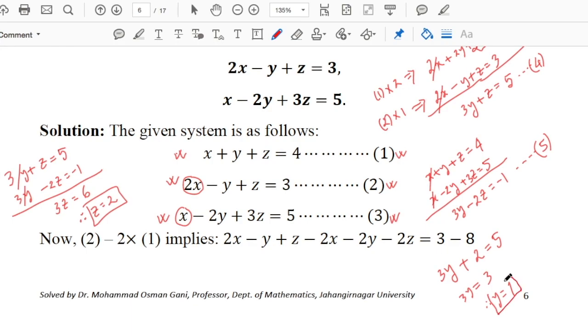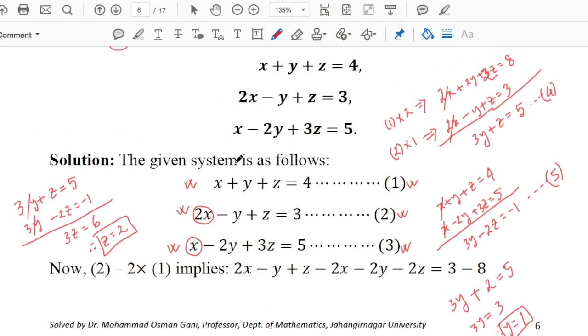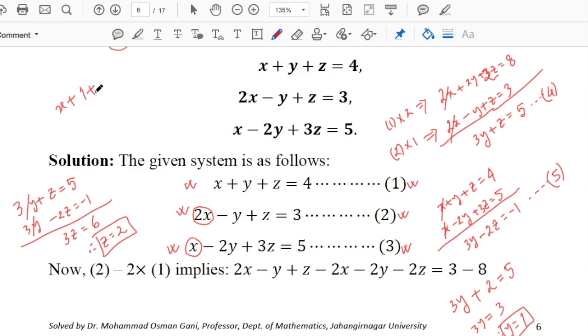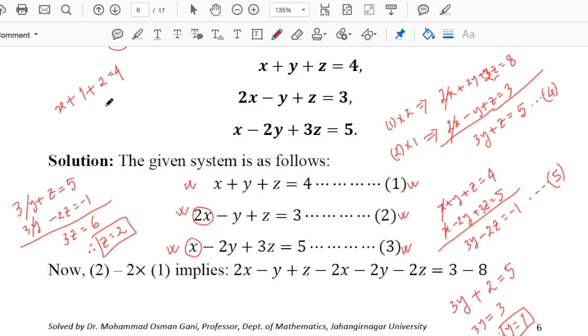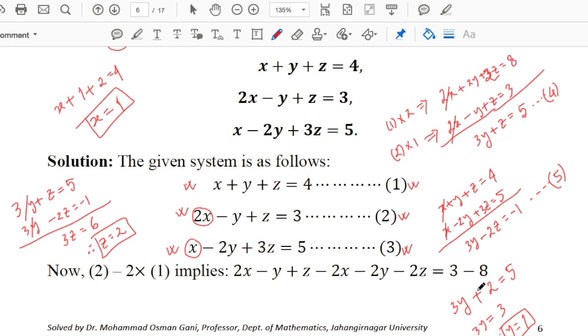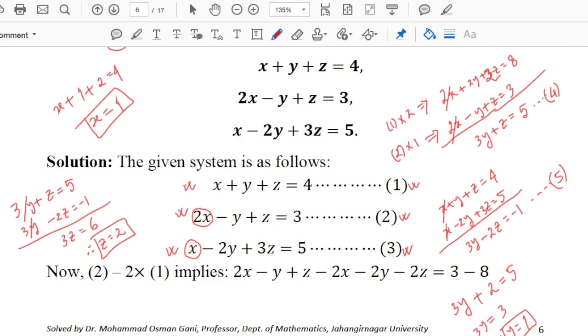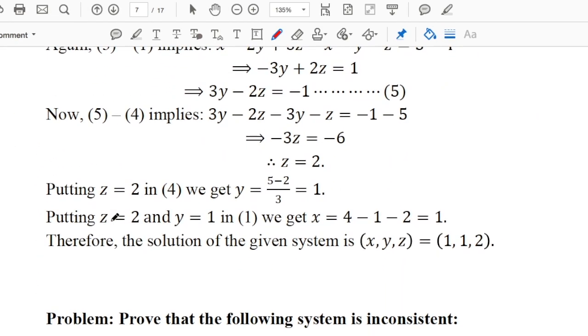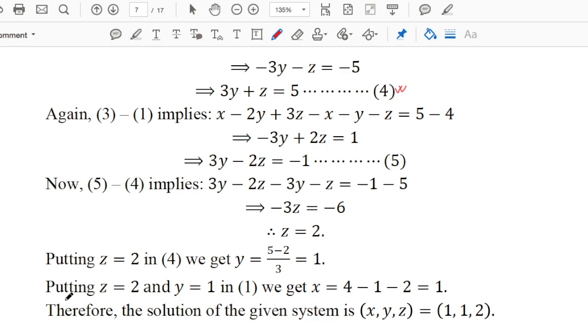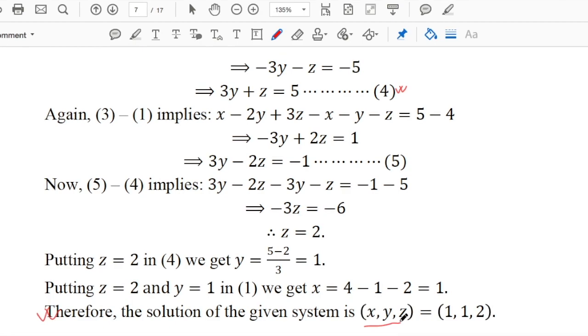So now we can put back y and z in equation 1. That gives us x plus y, which is 1, plus z, which is 2, is equal to 4, and that implies x equal to 1. So the system has a unique solution because we got x equal to 1, y equal to 1, and z equal to 2. The required solution of the given system is therefore 1, 1, 2.